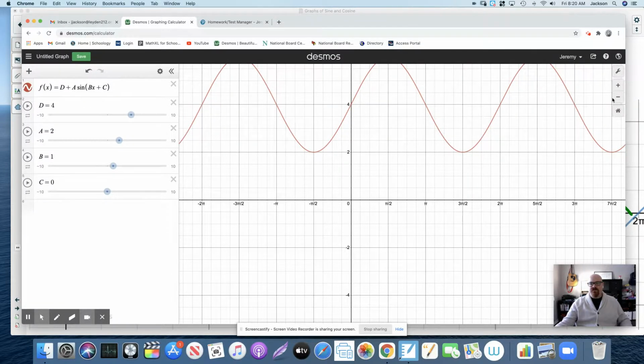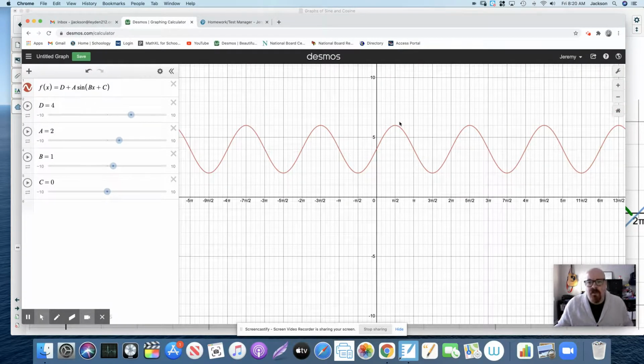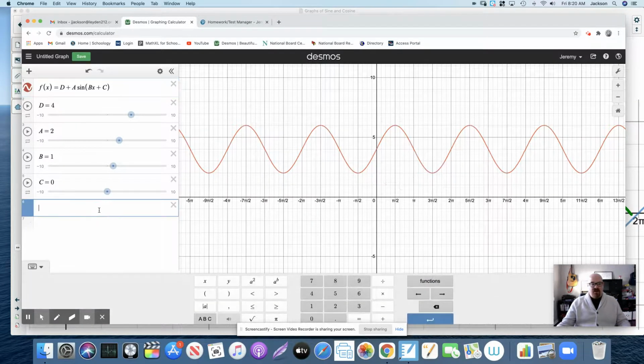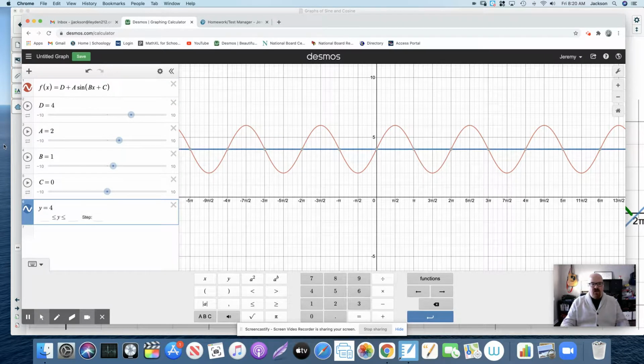All right, got it. We talked about how the value of D is the average of the max and the min. The max here is 6, the min is 2. The average of 6 and 2: 6 plus 2 is 8. 8 divided by 2 is 4. So if we type y equals 4 here, we see that midline, where that cuts right through the graph.